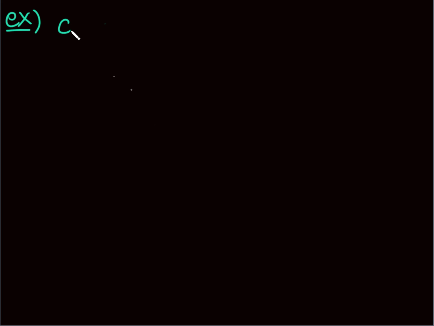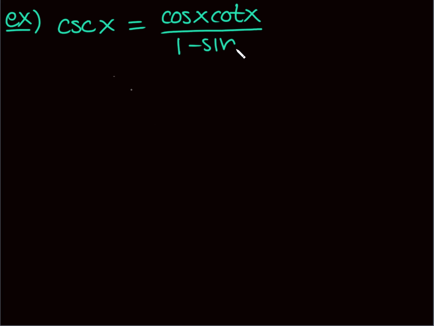Okay, what if I had cosecant of x equals cosine of x, cotangent of x, all over 1 minus sine x, all minus 1. Okay. So I have this identity. Clearly, the right-hand side is the more complicated side. Now, I don't have this one in my notes, you guys. I just grabbed this from a different book. So I really want you to see, I'm not sure what's going to happen.